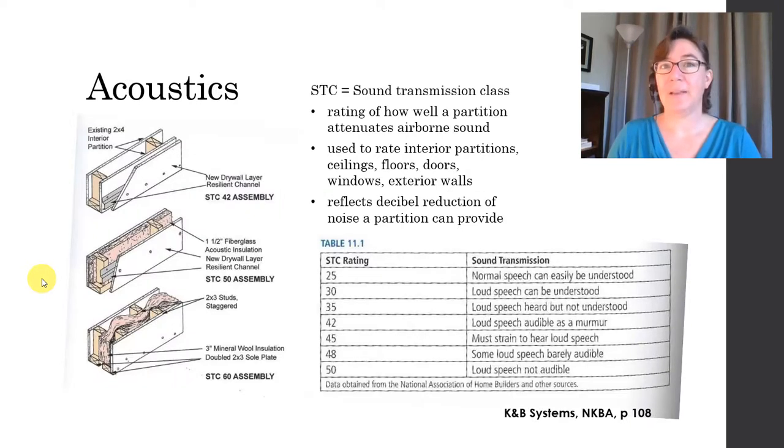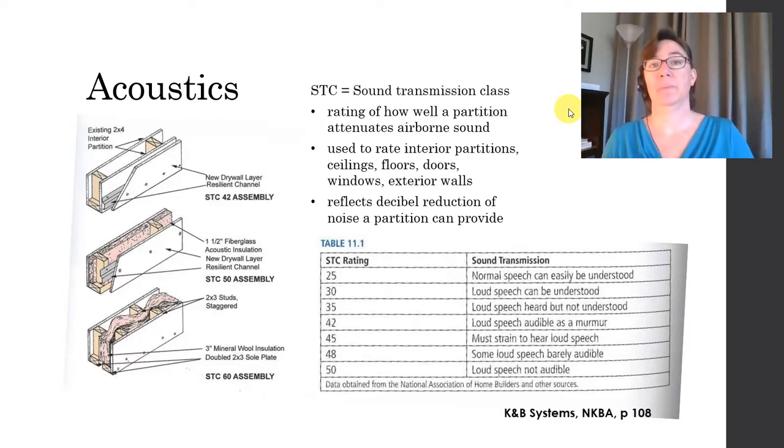Your textbook provides a little bit of information here. The first one is this table of STC ratings, kind of what they mean. And the second is this diagram of a couple of acoustic wall installations. So let's back it up just a little bit and talk about what STC is. It stands for Sound Transmission Class. An STC is a rating of how well a particular partition attenuates airborne sound. All right, how well it blocks the sound.